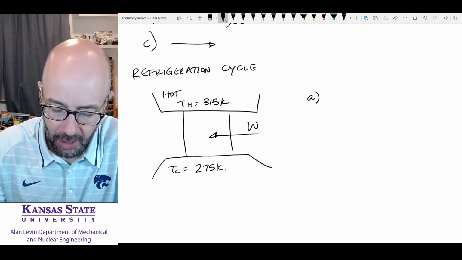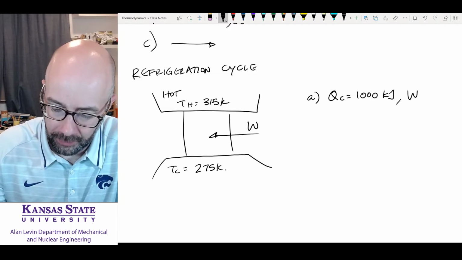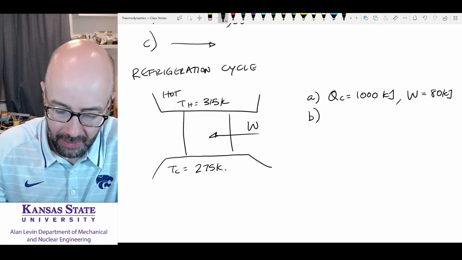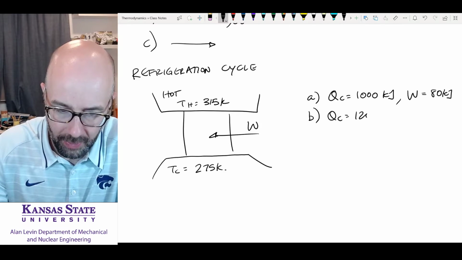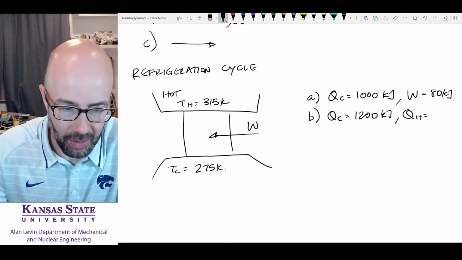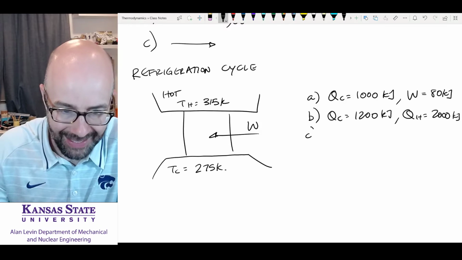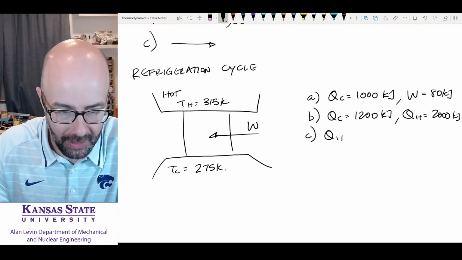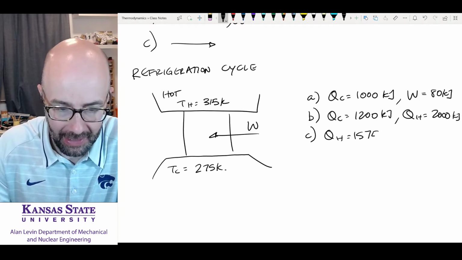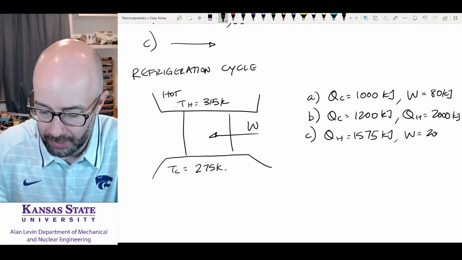Okay, so they tell us the following things. In A, they tell us that QC is equal to 1,000 kilojoules, and the work of the cycle is equal to 80 kilojoules. In B, they tell us QC is equal to 1,200 kilojoules, and QH is equal to 2,000 kilojoules. And in C, QH is going to be equal to 1,575 kilojoules, and our work is going to be equal to 200 kilojoules.